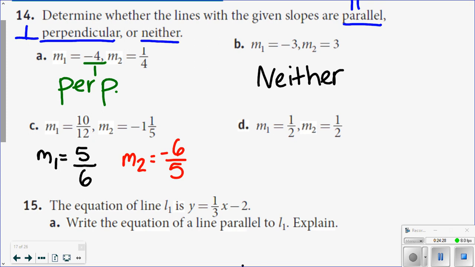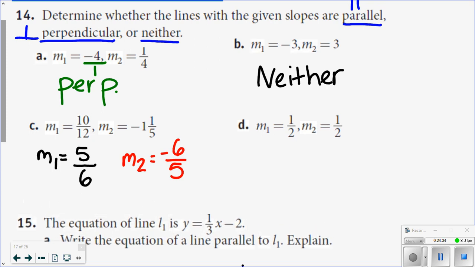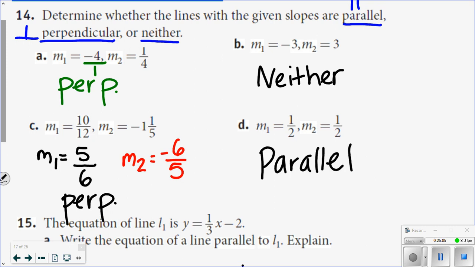Are they exactly the same? No, so they're not parallel. Are they opposites? Yes, one's positive, one's negative, so we check off that box. And is the fraction flipped? 5 and 6, they flip places, so yes, this is perpendicular. Sorry, I won't give you that much of a tricky one on your homework. And question D, everybody, what is it? Parallel, why? Because they are exactly the same. Up 1 over 2, they're never going to intersect.